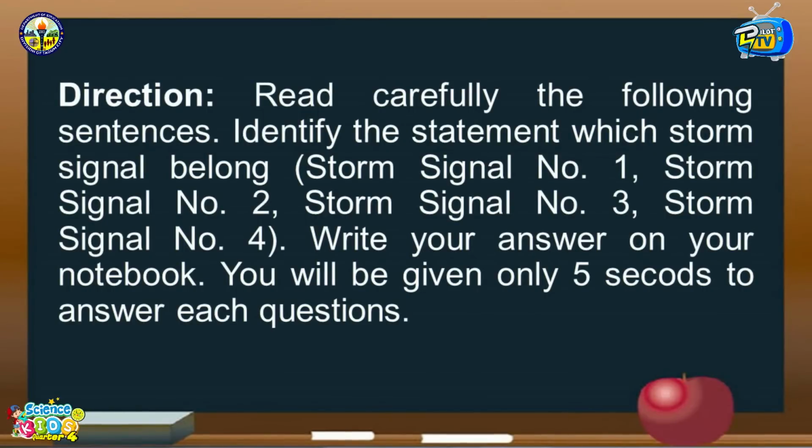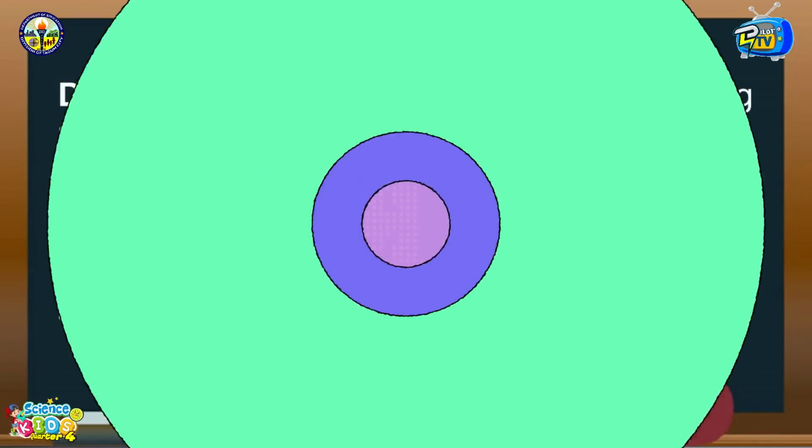Direction: Read carefully the following sentences. Identify to which storm signal the statement belongs: storm signal number 1, storm signal number 2, storm signal number 3, storm signal number 4. Write your answer on your notebook. You will be given only 5 seconds to answer each question.